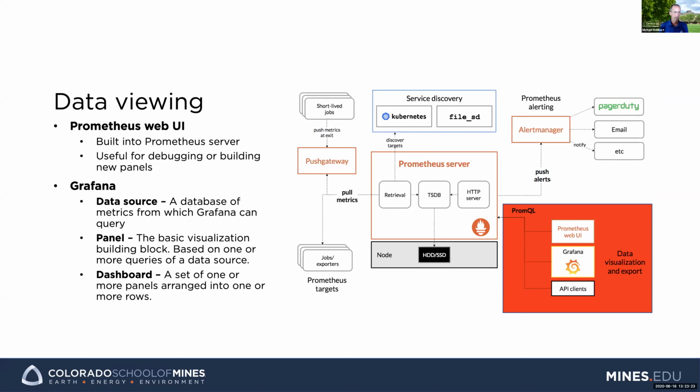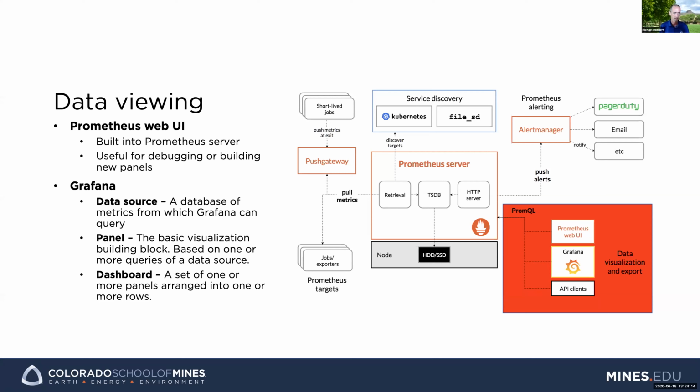And then the final piece is data viewing. The Prometheus server provides its own web user interface. It's good for debugging or seeing what your metrics look like, and for building panels and queries. You can use the Prometheus web UI. But again, in recent versions of Grafana, they've added that feature into Grafana as well, for exploring the metrics. And I'll hopefully get to show that a little bit later. But the main piece is Grafana itself.